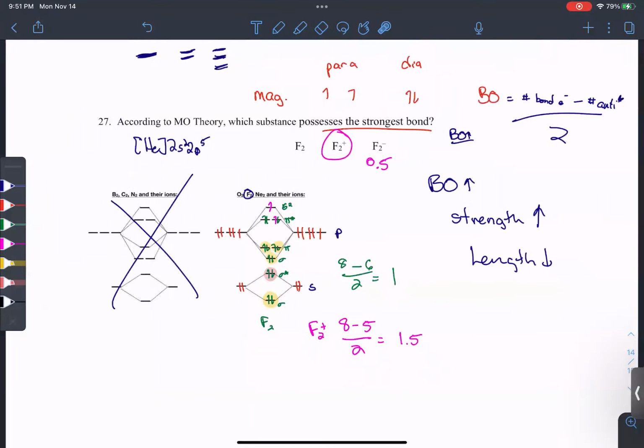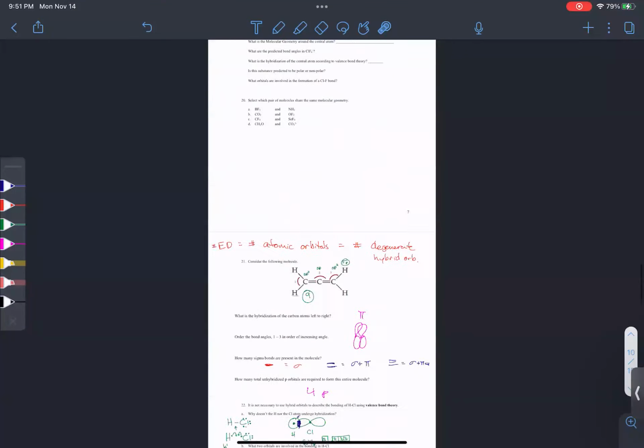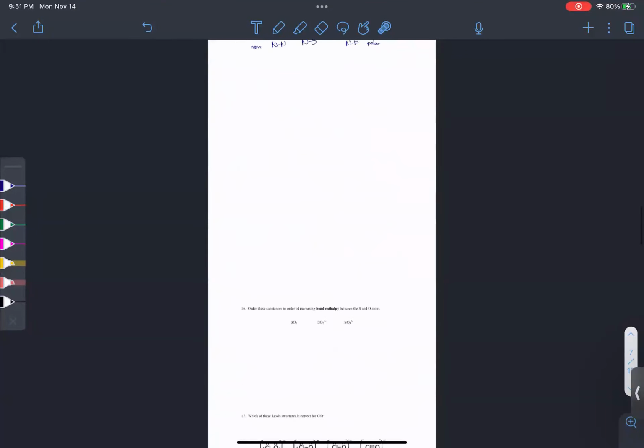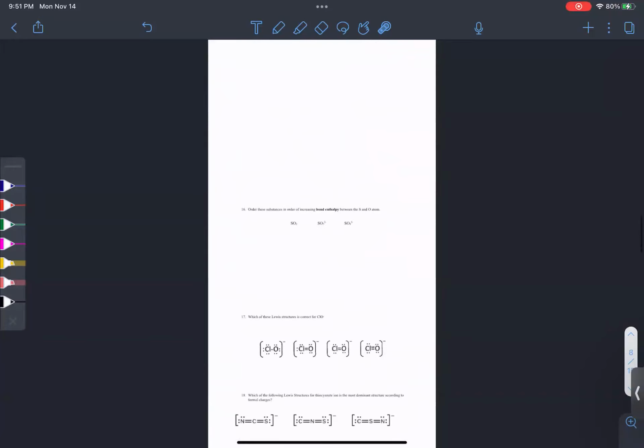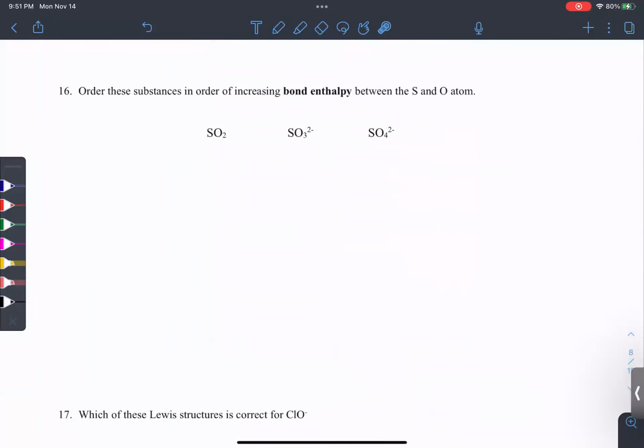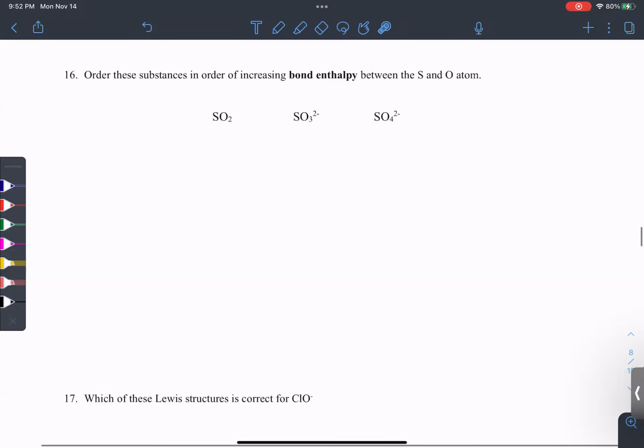Sixteen? Yeah. Oh man, this is the long one. Okay. So this will probably be the last one I do because this one's long.